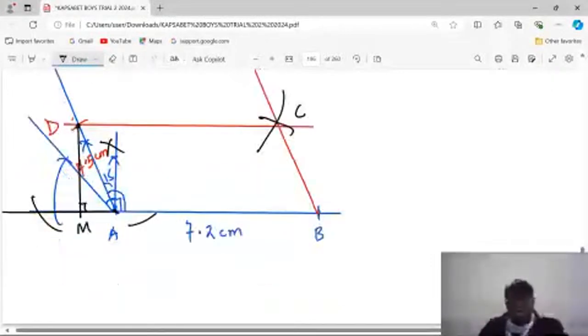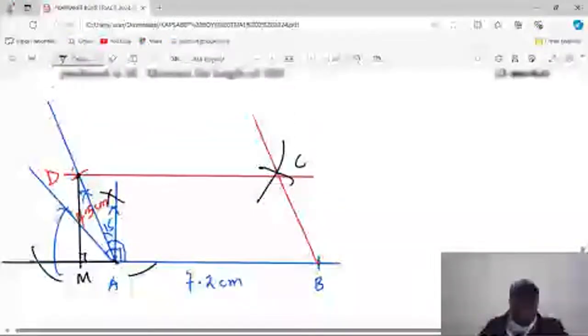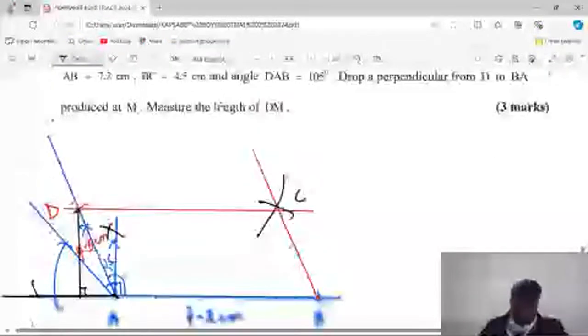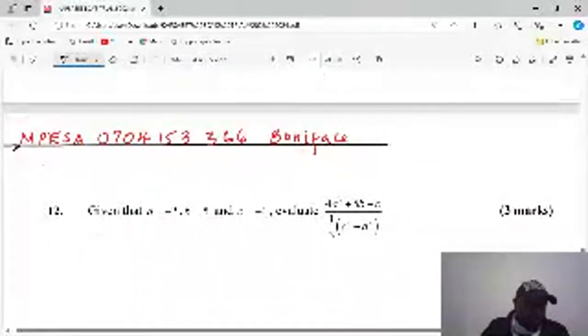Remember to measure and get the exact value. Yeah, so those who are going to get the paper, measure and get the exact value. We are continuing.